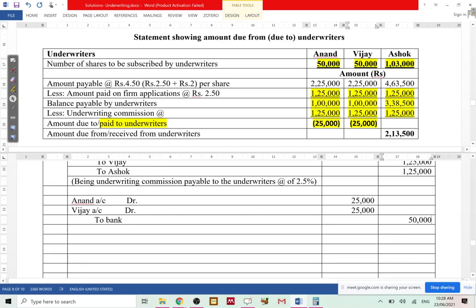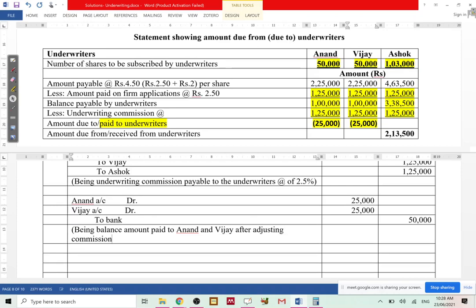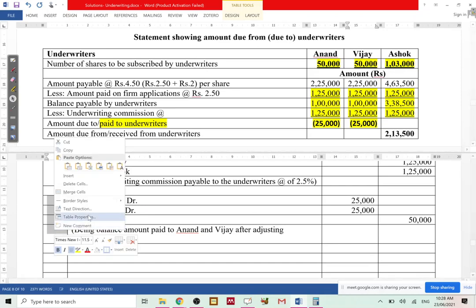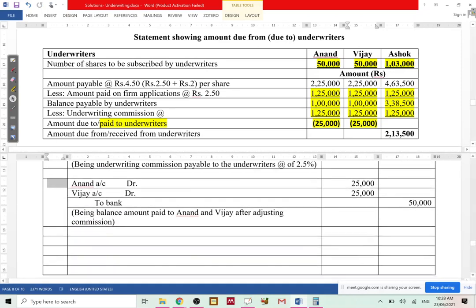Okay. So I will write here being balance amount paid to Anand and Vijay after adjusting commission. So whatever was left paid to these two, right? So both of them get 25,000 each.